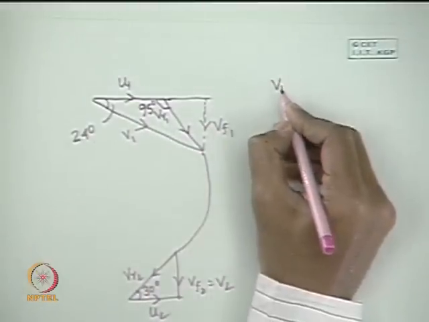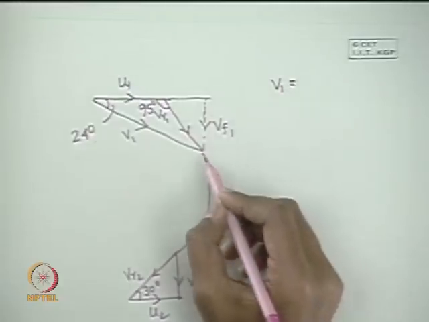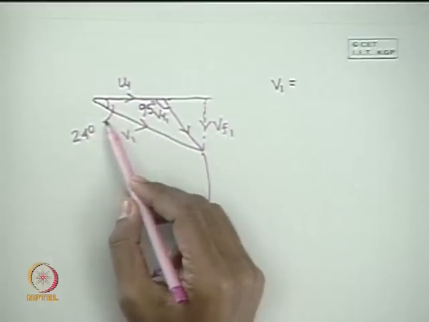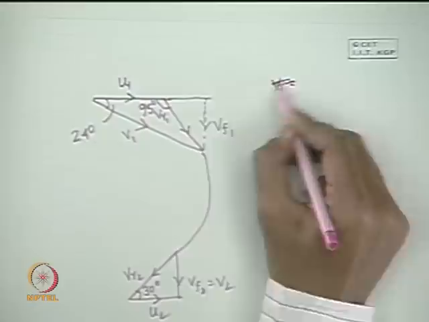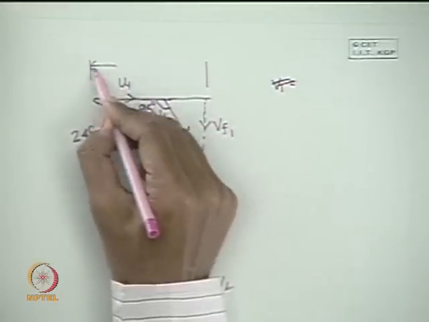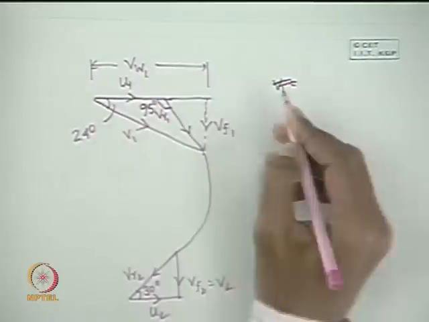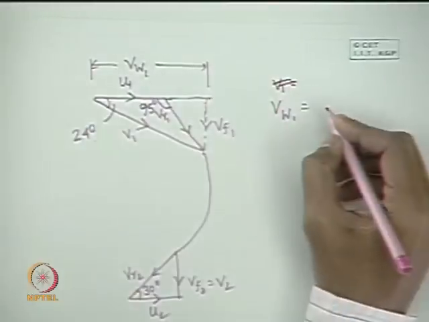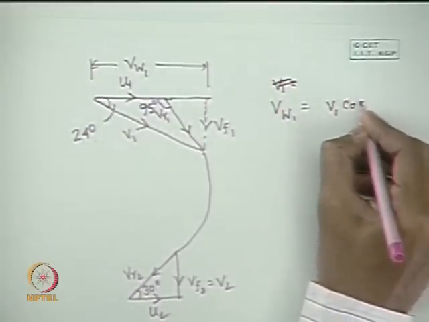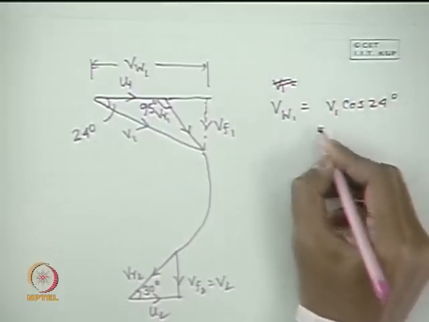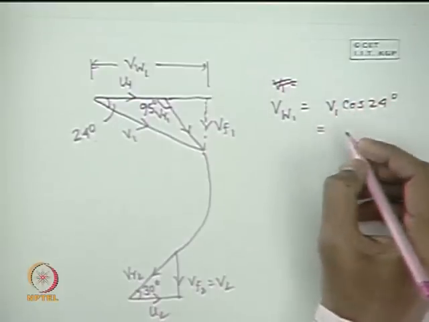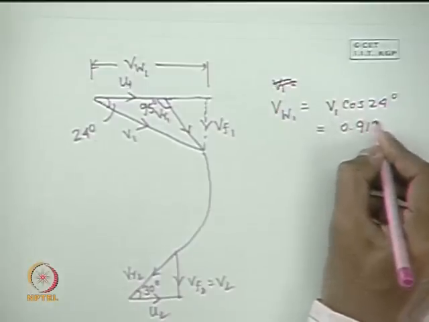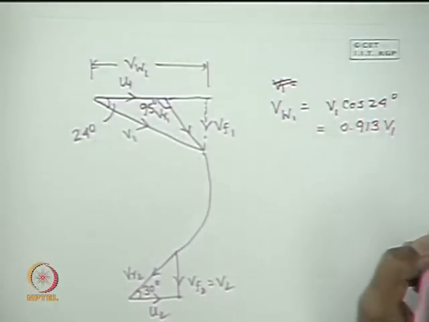You see that V1 is equal to, what is V1? V1 is equal to VF1, this is cos 24 degree. Or VW1, rather better we write the VW1. We have to find out the VW1 in the workhead expression. So everything better should be expressed in terms of V1. So VW1 is V1 cos of 24 degree. Let us think that all velocities should be expressed in terms of V1, the inlet velocity. So this comes out to be, it is already solved, 0.913 V1.